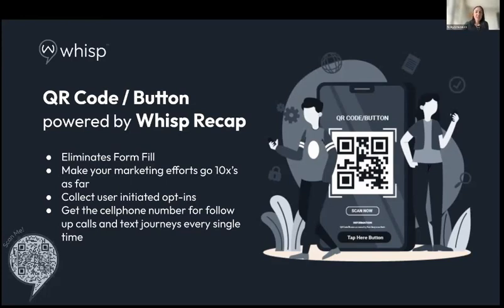So if you put a Whisp anywhere that you would have a web link or a QR code, and you actually have that two-way technology to convert that click or scan into a direct lead, it works so well. We say 10 times as far. We've seen recent examples that are way more than 10 times as far. It collects the user initiated opt-in. So when they press send, it's a user initiated opt-in. So it's in compliance, which is very important. And it gets a cell phone number for follow-up calls and text journeys every single time.